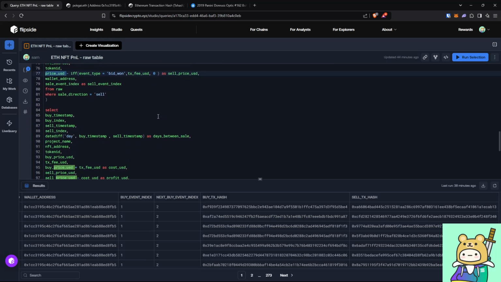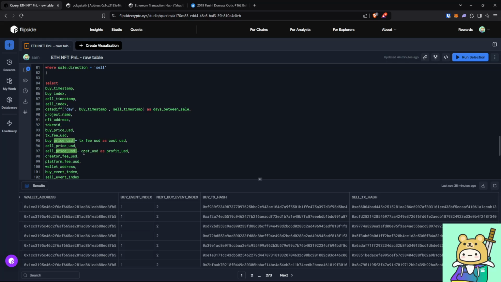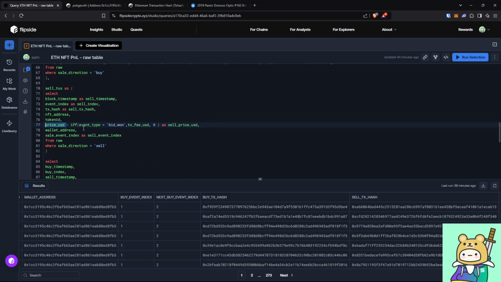Now that I'm thinking about this, I'm thinking if I need to minus the platform and royalty fees here. So if I sell, yeah, I think I do, because when I sell an NFT, I don't get the full price. It will be price minus all the platform fees, right?